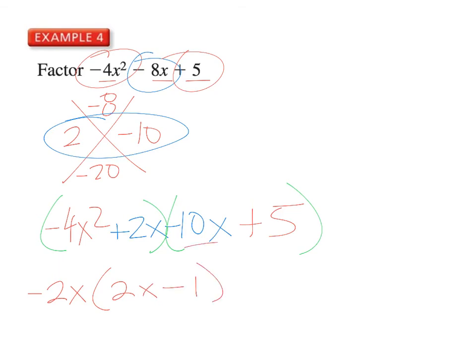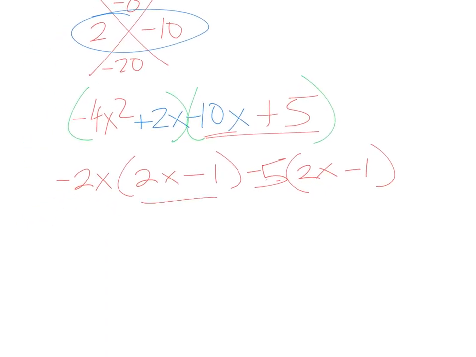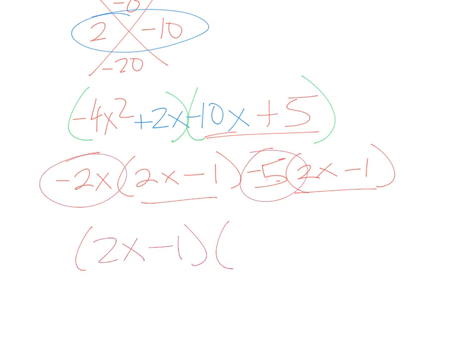Yep. What can I pull out of the second group? I could pull out a -2, and I'm pulling out the negative intentionally because then I end up with a common factor. And sorry, that shouldn't have been -2. It's -5. Okay. All right, and then now I have my common factor in both terms, 2x minus 1. And what's left over? -2x minus 5.